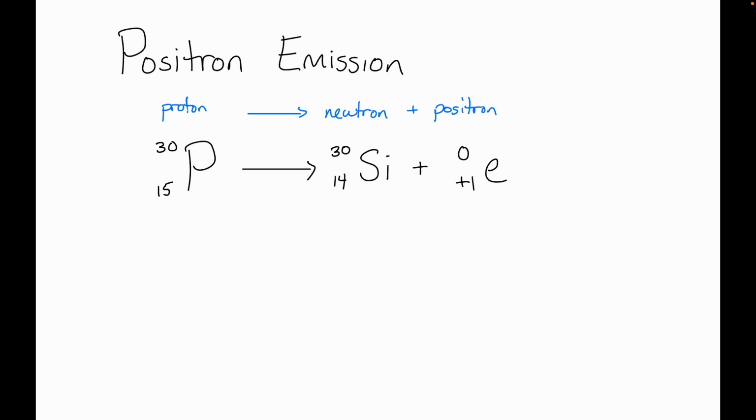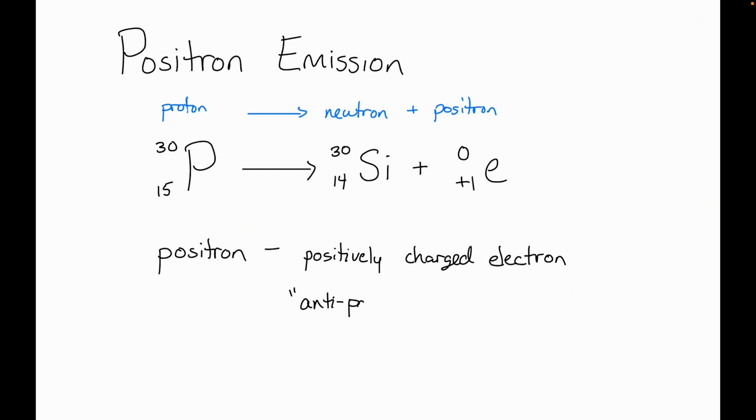All right, so what the heck is a positron? Let's talk about this for a second, just because it's kind of cool. A positron is simply a positively charged electron. It's what we would call the antiparticle of an electron.